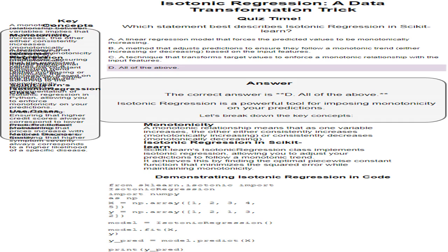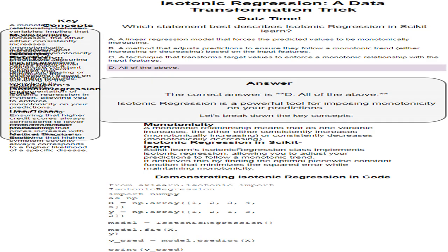Correct. This statement is also correct. Isotonic regression essentially transforms the target value's predictions to enforce a monotonic relationship. This transformation doesn't change the input features but ensures the predictions are consistent with the expected monotonic trend.